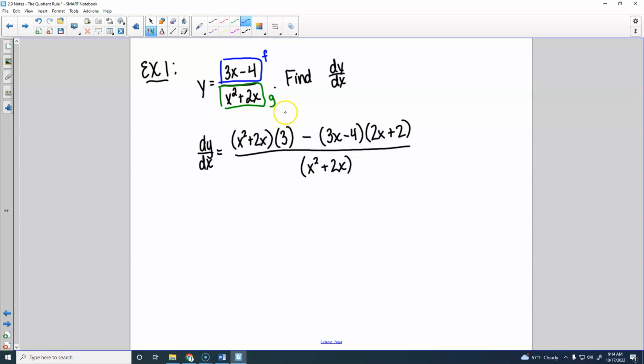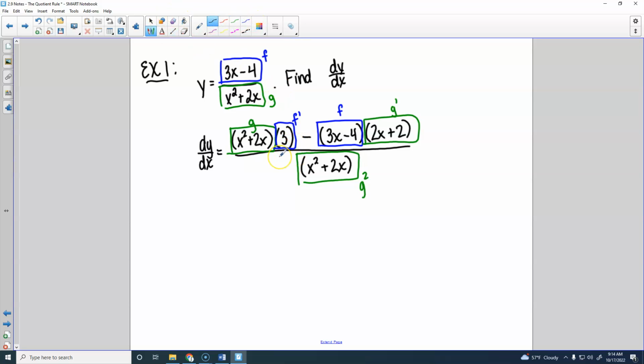So just to make sure we know where everything's coming from here, this was our low, our bottom, times the derivative of our top, f prime. Then our top times the derivative of the bottom all over the bottom squared, so g squared. Low, d high minus high, d low over low squared. There.